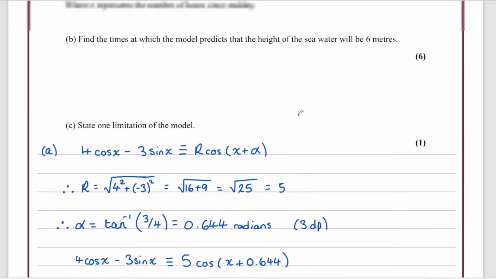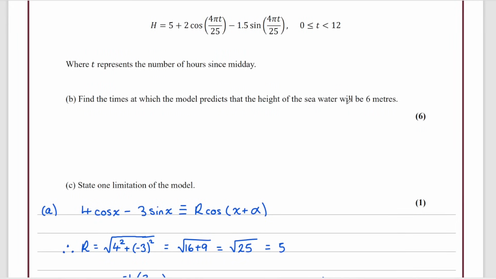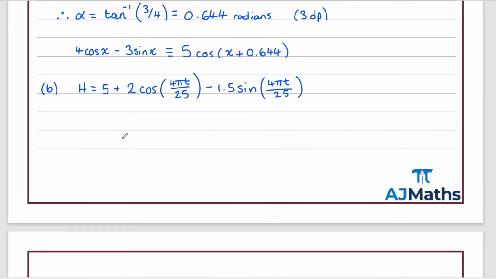Now, if we're looking for the times at which the model predicts that the height of the seawater will be 6 meters, what this is saying is h equals 6. So I'm just going to replace h with 6 here. So we've got 5 plus 2 cos of 4 pi t over 25 minus 1.5 sine of 4 pi t over 25, and this is equal to 6.